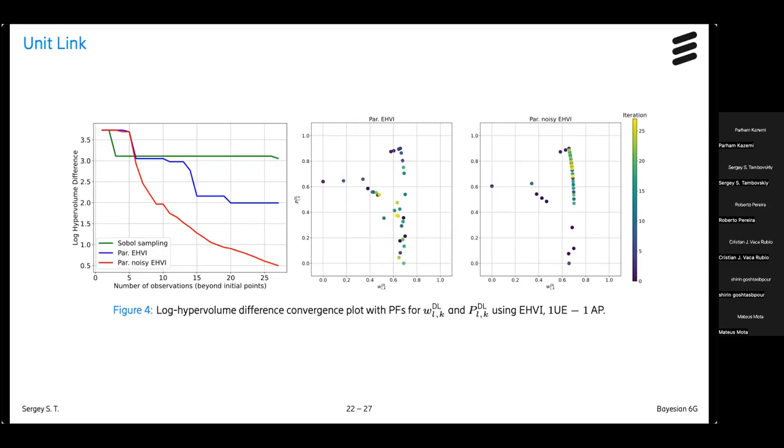Again, a similar experiment, single link, but we fix ratios and powers in uplink and only optimize ratios and powers in downlink. It's a little bit more challenging problem, but even in this case, noisy hyperbolic improvement continues to converge. So it's possible to receive an even sharper Pareto frontier.